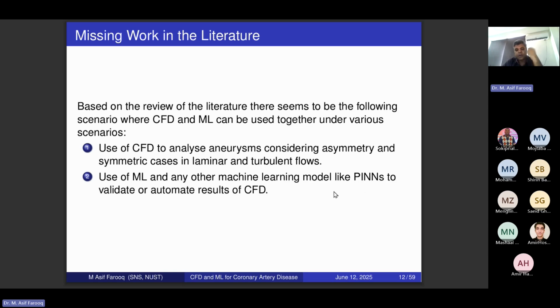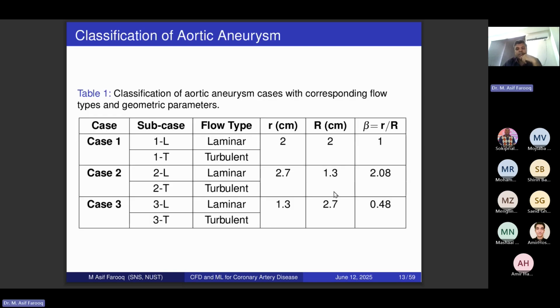with CFD. These are the cases that we discuss in this work for aortic aneurysm. For every case there are 2 subcases. One is L, and L means laminar, and the other is turbulent flow. The turbulent is much more dangerous. If it develops in your arteries, then the arteries can rupture, or it can damage the artery as well.